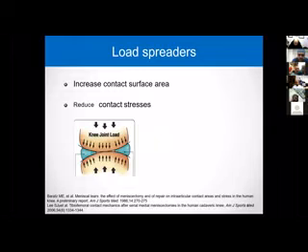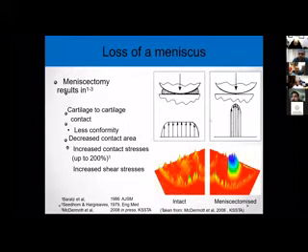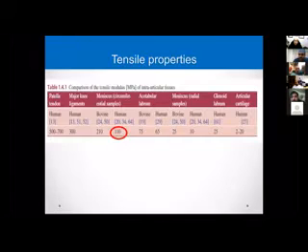The meniscus works as a shock absorber and causes equal distribution, and this diagrammatic presentation shows it: increased contact surface area, reduced contact stress. What happens if the meniscus is present? The whole area is equally distributing the weight. If the meniscus is absent, there is only one contact surface area, and the stress is around 200% more at that area. So that's the importance of the meniscus inside the knee joint.